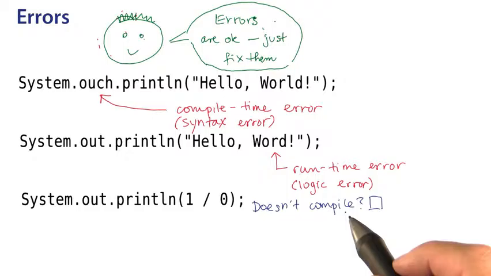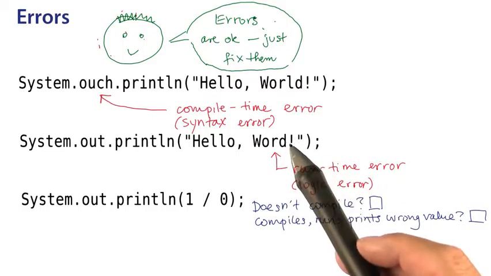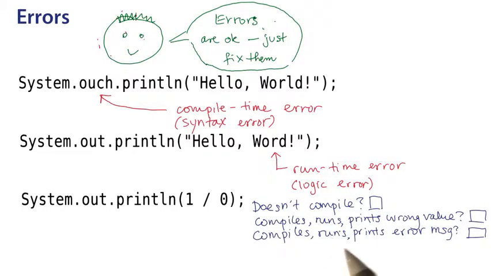Do you think it doesn't even compile? Do you think that it compiles and runs, but then prints the wrong value, like in this case? Or will it compile and run and then print an error message? Or will your keyboard melt into a puddle of plastic? If you have BlueJ open right now, just give it a quick try.